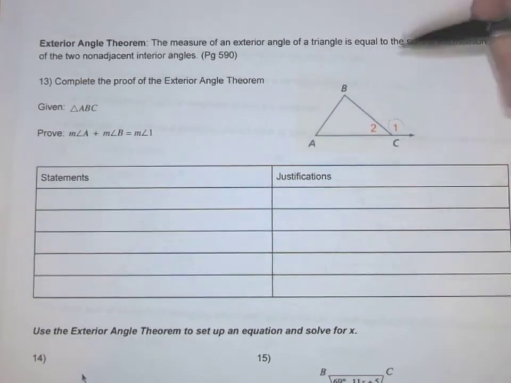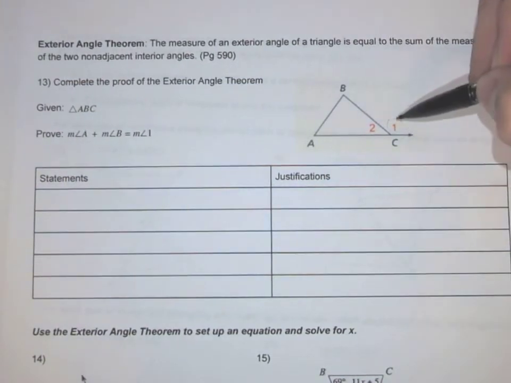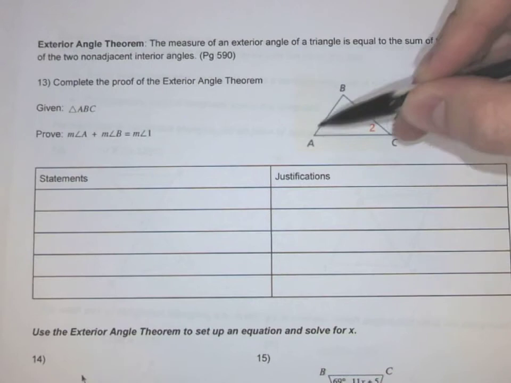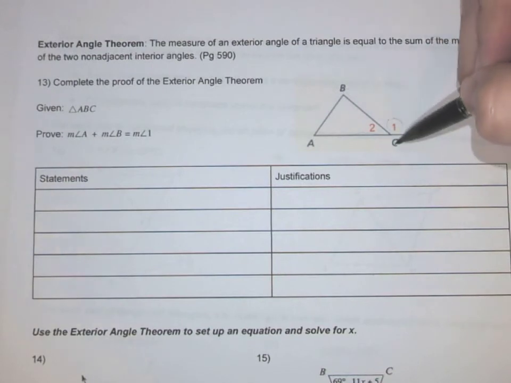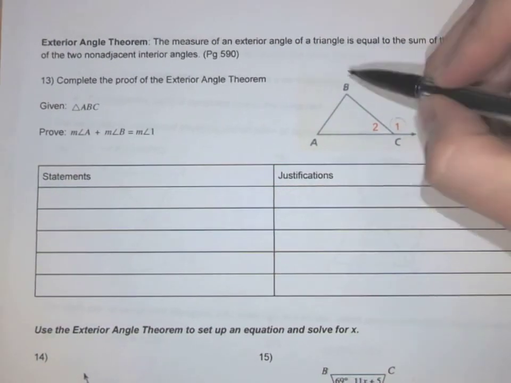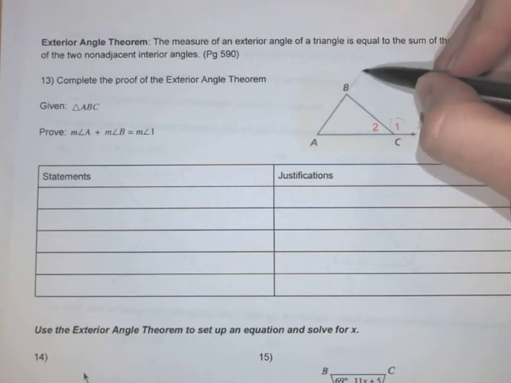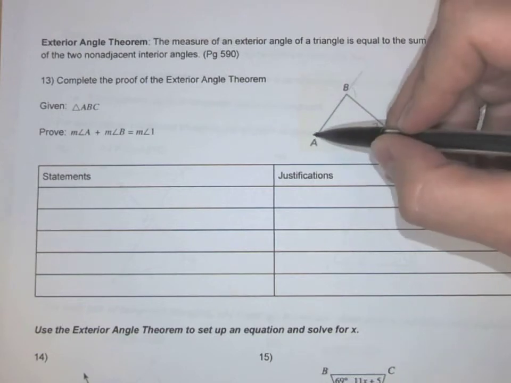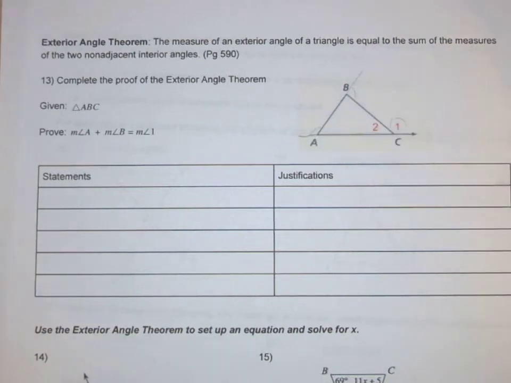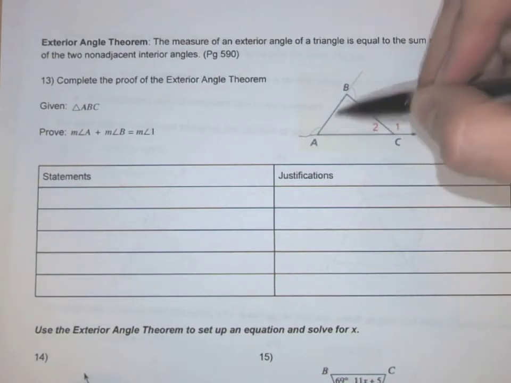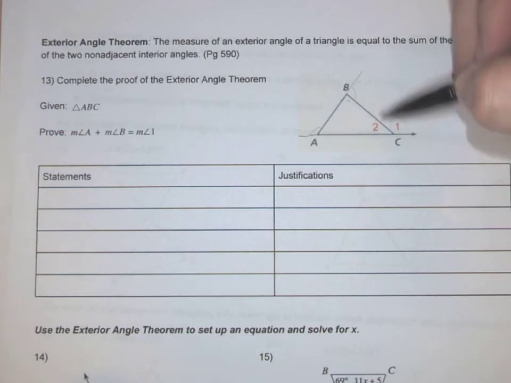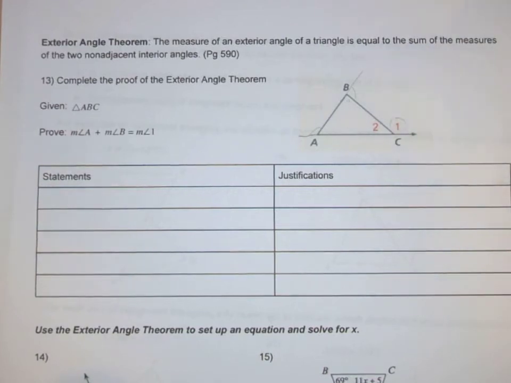Okay, so remember that an exterior angle of a triangle is like, if we extend one of the sides, it makes an angle with one of the other sides. So when we extend the sides of these, we get these exterior angles here, right? So exterior means outside the triangle. So what we know is the interior angles, angle A, angle B, and angle 2, if we add all those up, we're going to get 180.